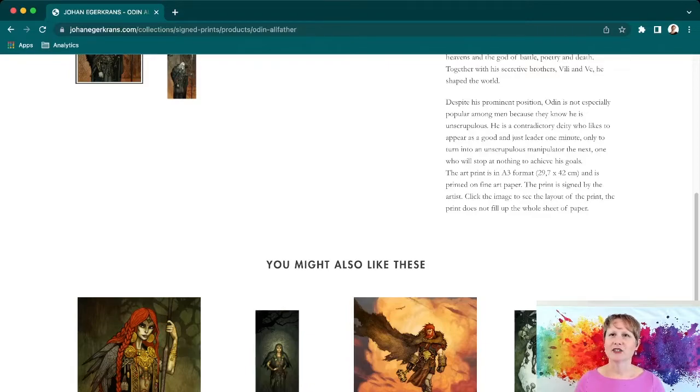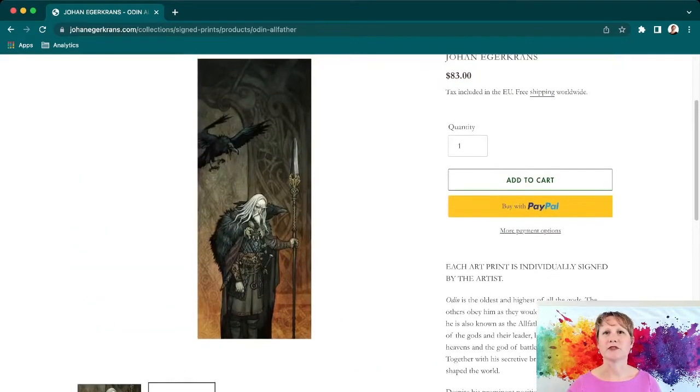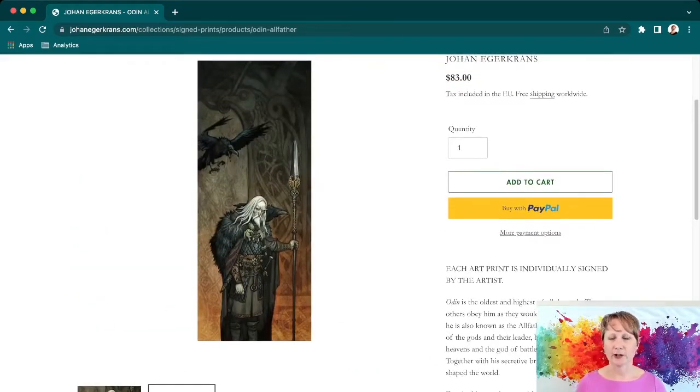Then at the end, he includes a little bit of the practical information. The art print is in A3 format, he gives the dimensions, and is printed on fine art paper. The print is signed by the artist, so that's really good to know. And it says you can click the image to see the full layout of the print because that first image that comes up is kind of a detail.